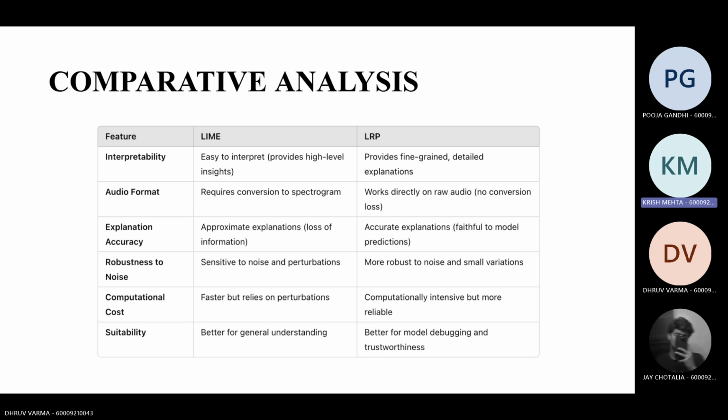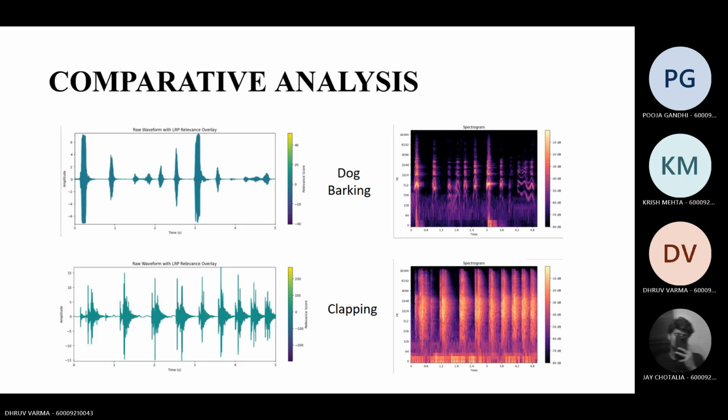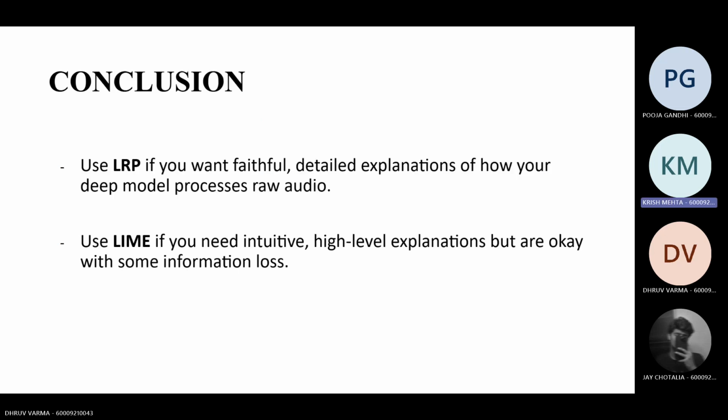So I would like to go on to the conclusion part. So, next page. I would like to conclude that we should use LRP if you want a faithful, detailed explanation of how your deep model processes raw audio without any spectral loss. And we should use Lime if you need some intuitive, high-level explanations, but are okay with some amount of spectral loss or information loss.